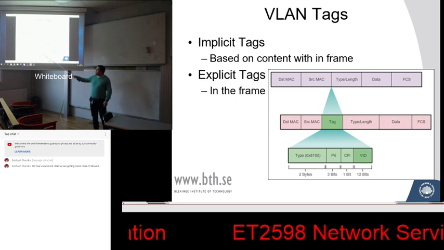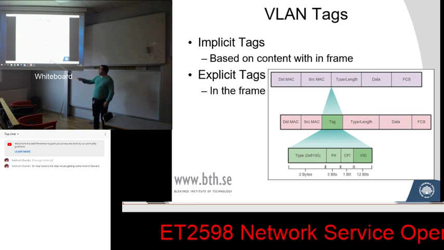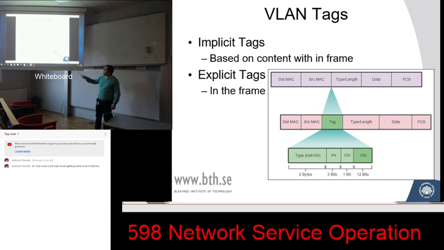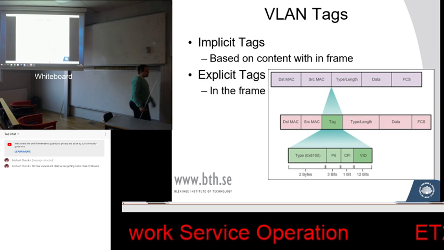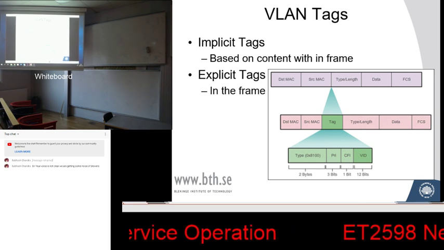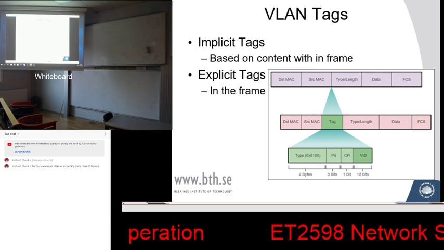The first looks like this. So we have the type, which is 8100 hexadecimal. The priority, the CFI, I won't go into what that means, but then we have the VLAN identifier, which is 12 bits, and that gives us 4096 VLANs. So within an organizational context, you can have around 4,000 VLANs.